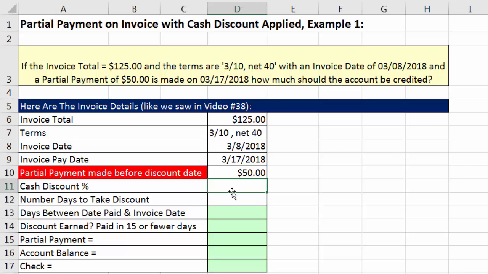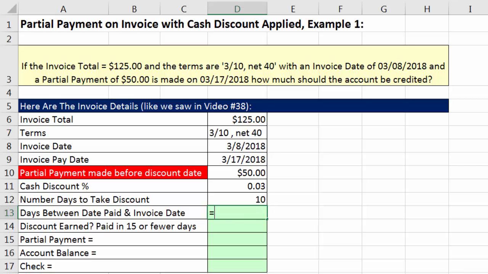Cash discount. There it is right there. I'm going to enter it as a decimal, 0.03. Number of days to take the discount, that's the 10. Now, I'm going to calculate this to make sure that Excel tells me true or false. So I first want to calculate days between date paid and invoice date. Hopefully, it's less than 10.